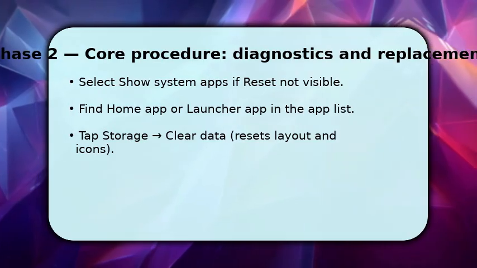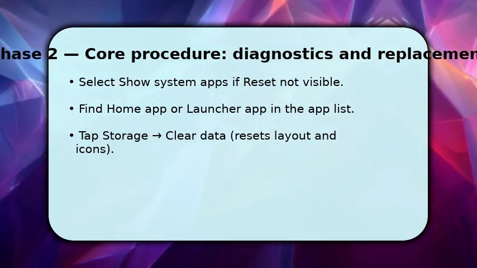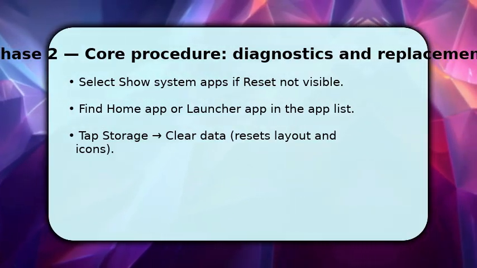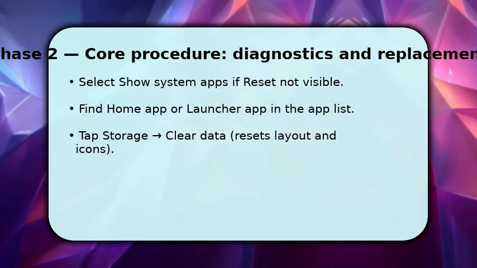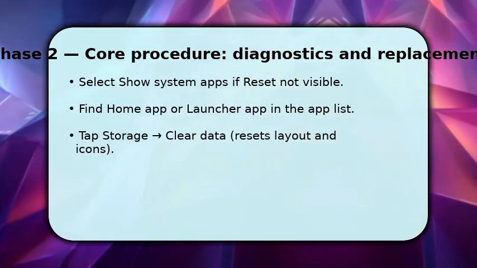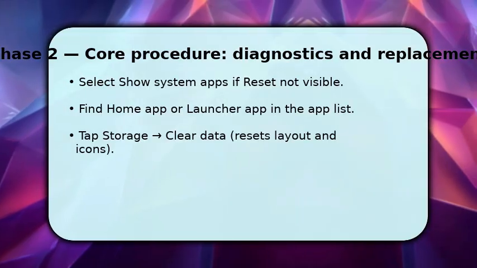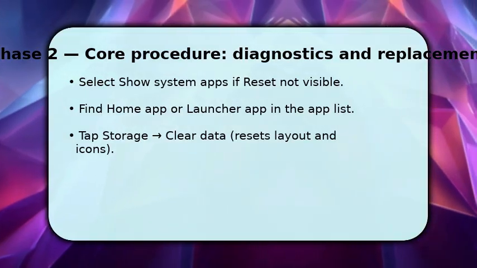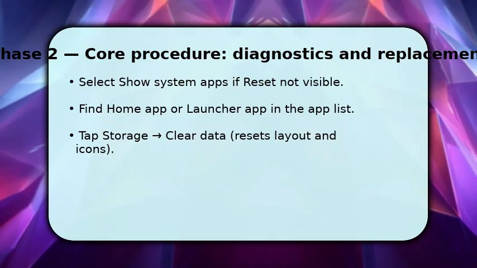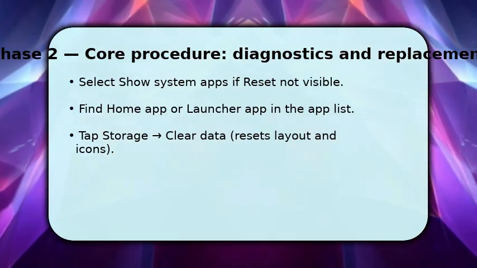Once in storage, choose Clear Data or Clear Storage. This resets icons, widget placements, and any custom folders. You do this because the launcher stores layout in app data. Clearing it forces a fresh layout. If you want, take a quick screenshot of a page for reference before clearing.